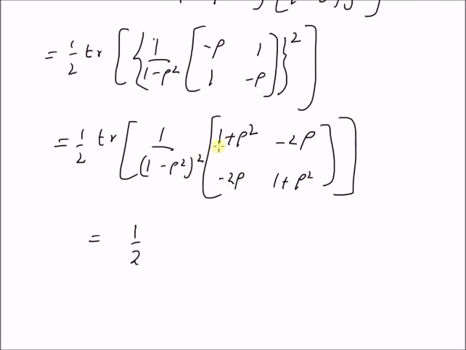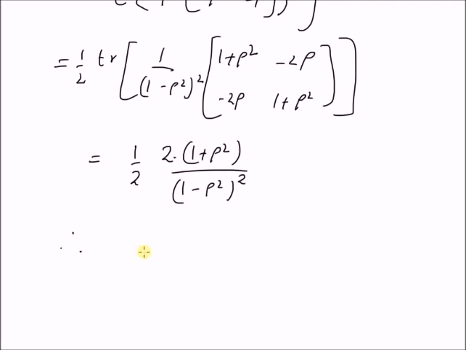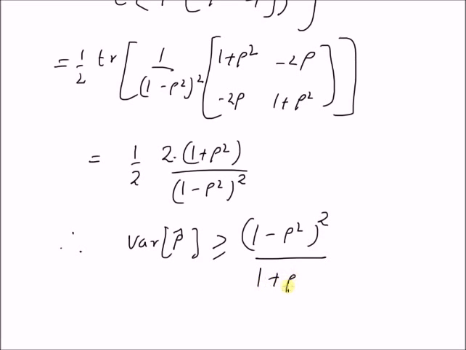The trace of this matrix is equal to 2 times 1 plus rho square divided by 1 minus rho square whole square. Therefore, the CRB on the estimated rho hat is given by variance of rho hat is greater than or equal to the inverse of this term, which is 1 minus rho square whole square divided by 1 plus rho square.